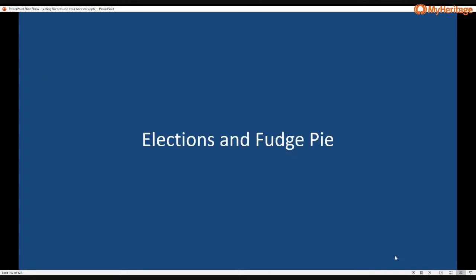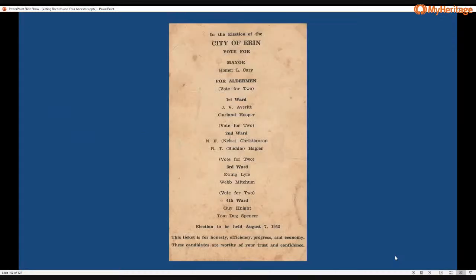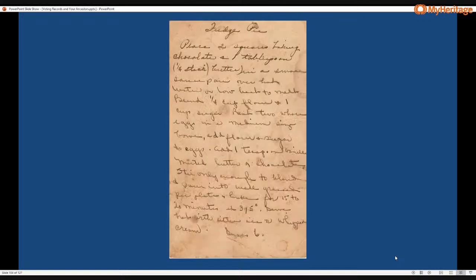This one I threw in is something kind of fun that we found in our archives. Elections and fudge pie. This is actually an election ballot from 1952. Nothing abnormal really about it. Shows you who's running for mayor, alderman, and a great document for local history. But when we found this document, we looked on the back, and there's a fudge pie recipe on the back. So what a fantastic local piece of history. And yes, I can tell you, I actually made the pie and it turned out pretty darn good.